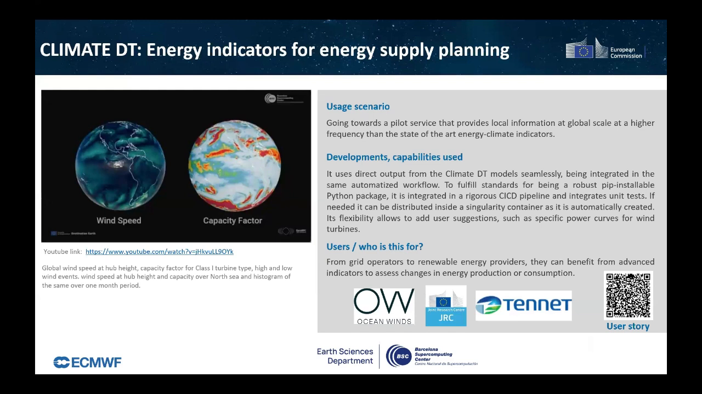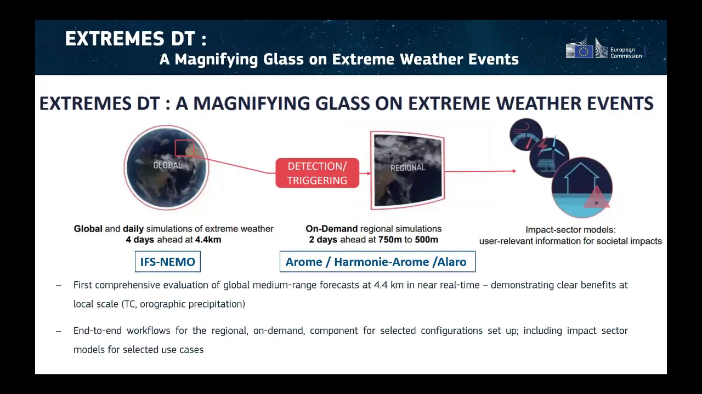This, of course, is not only weather forecast or climate forecast, but what is the impact? So it could be for where do you need to have your windmill energy factory or solar panels or this kind of thing. On the other hand, we have the weather forecast with Extremes DT. And here, it's 4 days ahead at 4.4 kilometer resolution. Again, the same kind of models that the Met offices are running, IFS, NEMO. And for the regional side, so over Europe, or the region that you decide to trigger your event on, 500 meters.